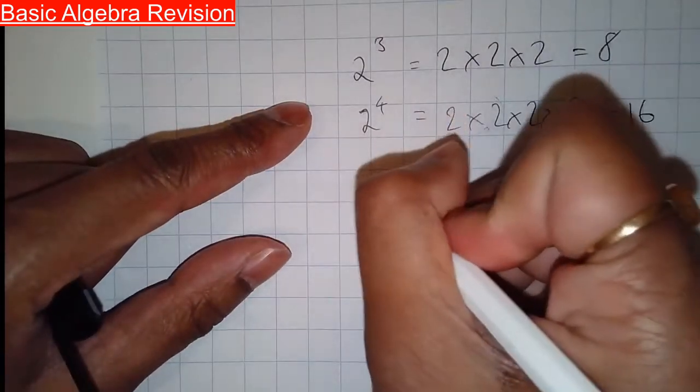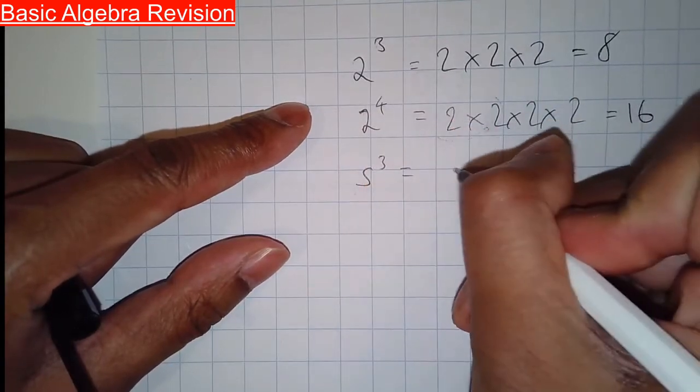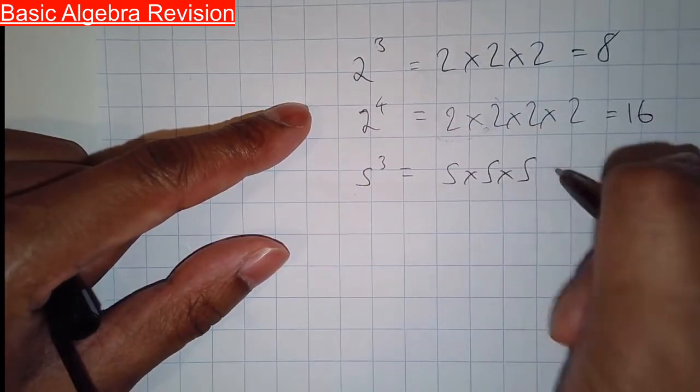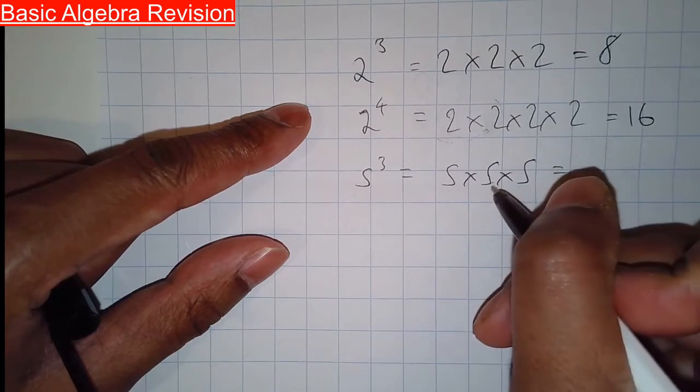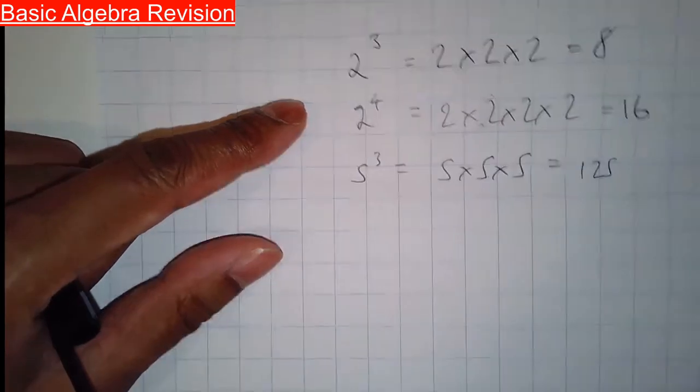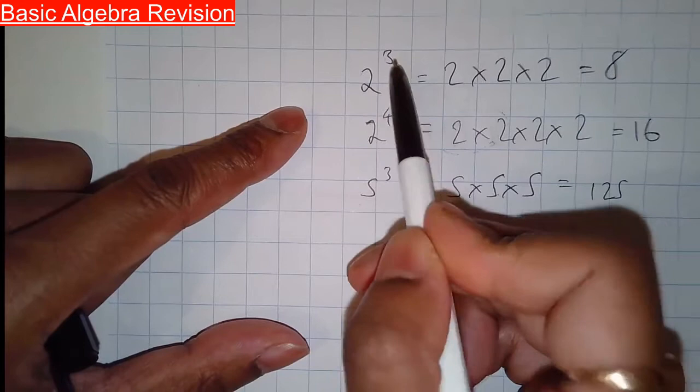And you can have other combinations like this. 5 to the power of 3. That means 5 times 5 times 5. 5 times 5, 25. 25 times 5, 125. Remember, that's called the base and that's called the index.